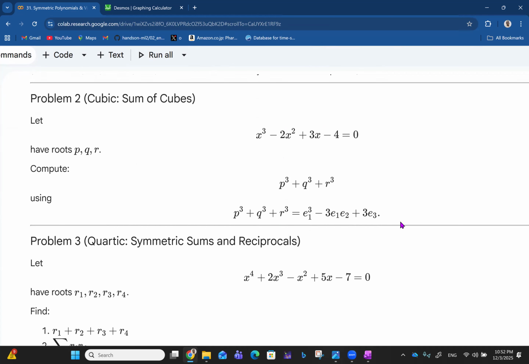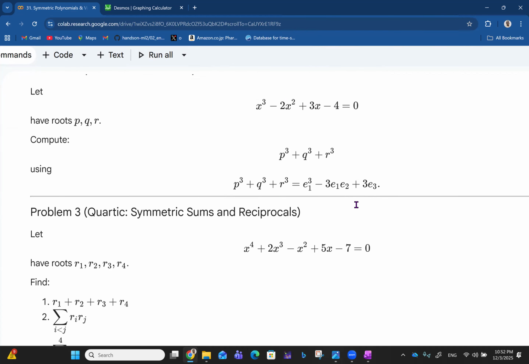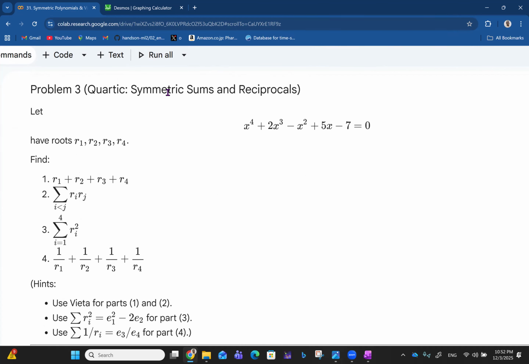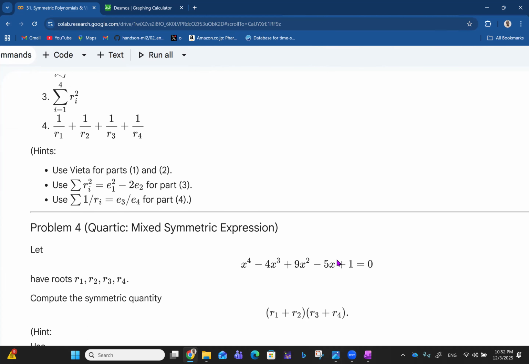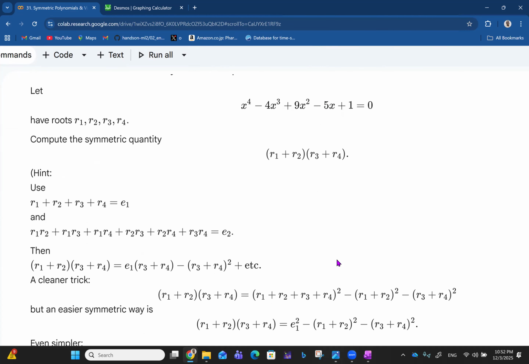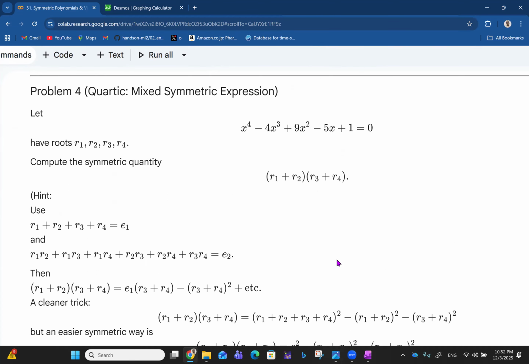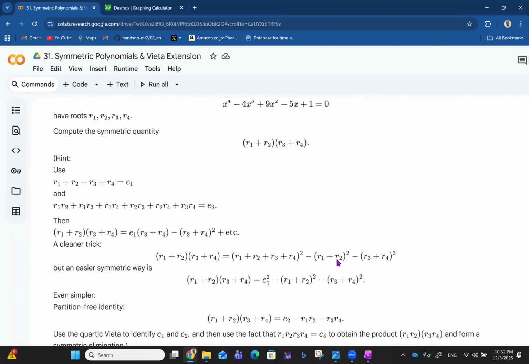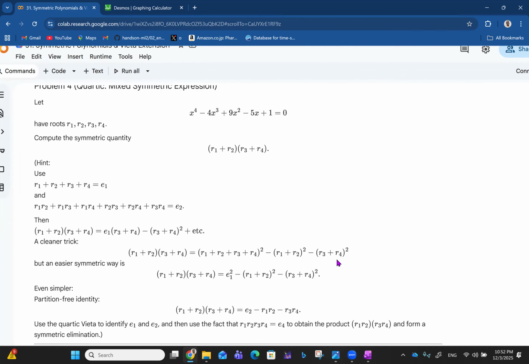So you can then just put this in here and you're good to go. That's for 2. For 3, yeah, we have a quartic case. We need symmetric sums and reciprocals, just like what we've done not long ago. Then for quartic, we want to do a mixed symmetric expression. So you have that for question 4 now.